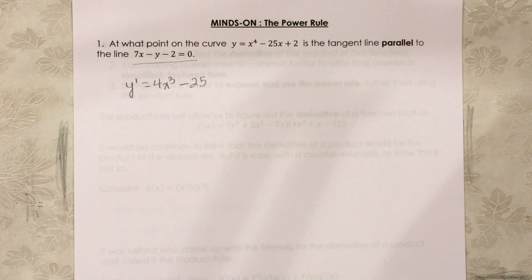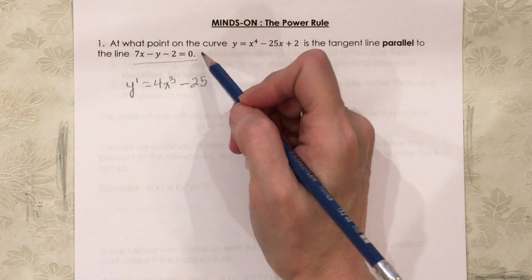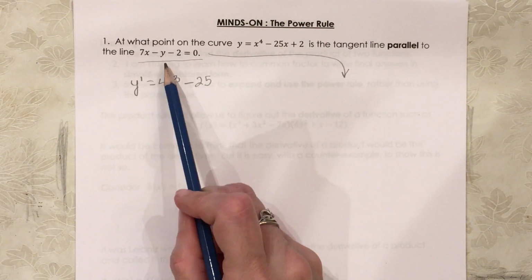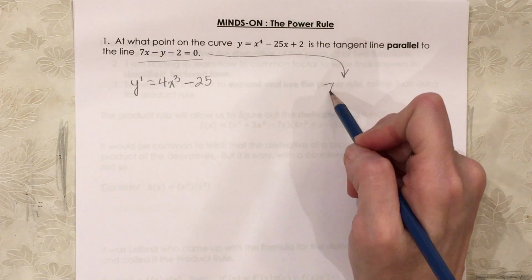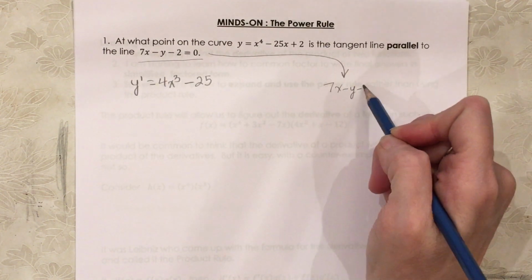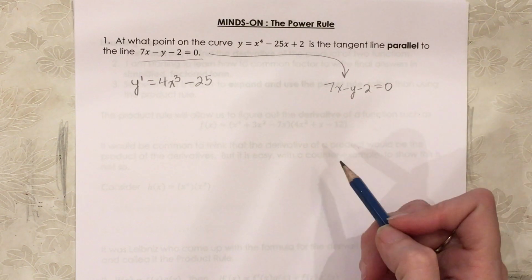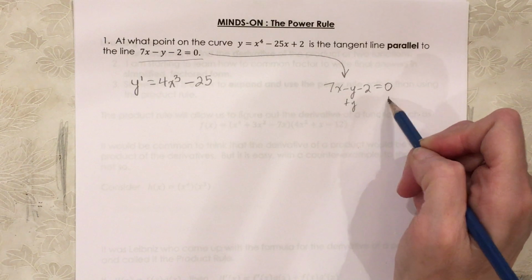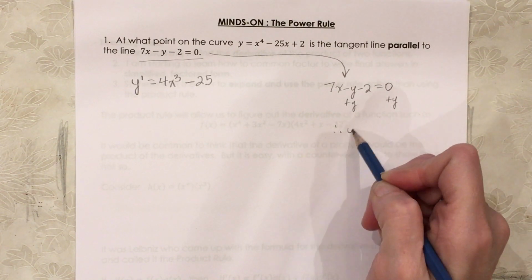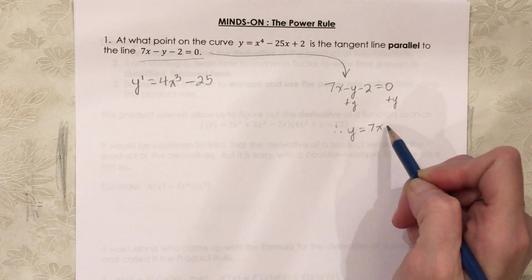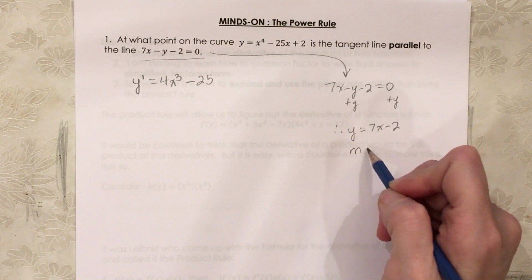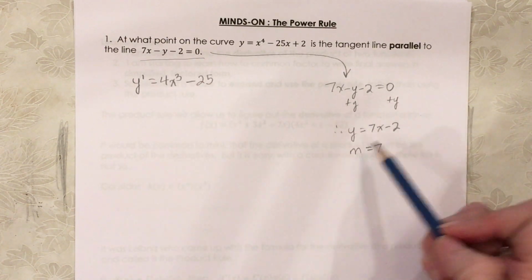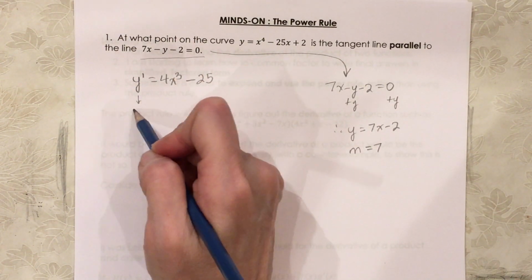Okay, now we want the tangent to be parallel to this line, which means we want the slope of the tangent to be the same as the slope of this line. This line is given to us in scalar or standard form. To know the slope, we could put it into y equals mx plus b, and we get y equals 7x minus 2, meaning the slope of this line is 7. So we want to know where the slope of the tangent to this curve is also 7. So we can sub 7 in here.